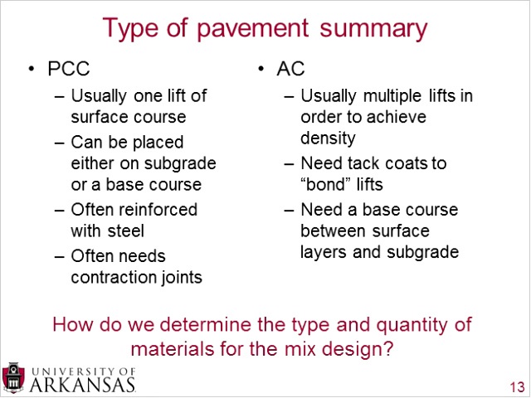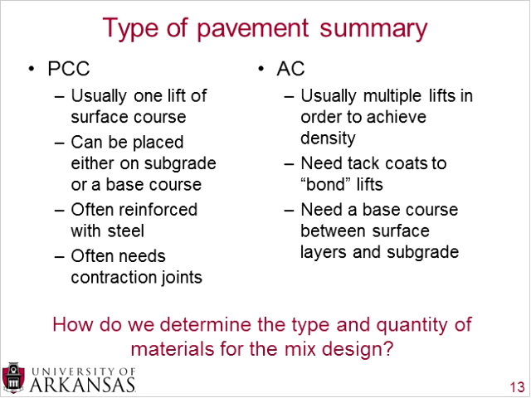So in summary, the different types of pavement with PCC and AC. For PCC, usually you have one lift of the surface course, and it can be placed either on the subgrade or on a base course. You sometimes have reinforced steel. You sometimes have contraction joints, but that goes back to the different types of PCC pavement, whether or not you have that reinforcement and whether or not you have those contraction joints.